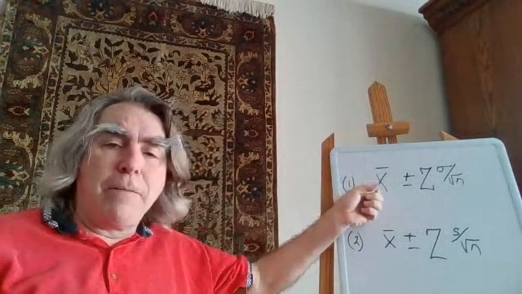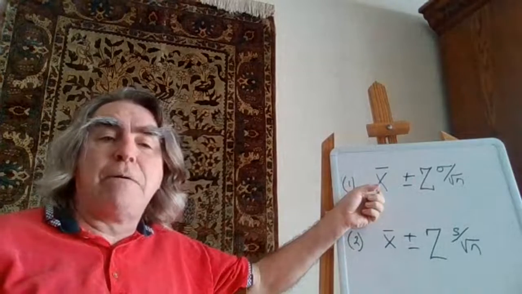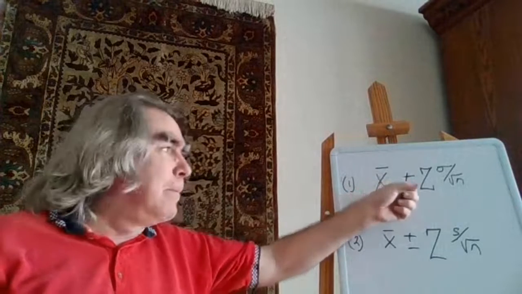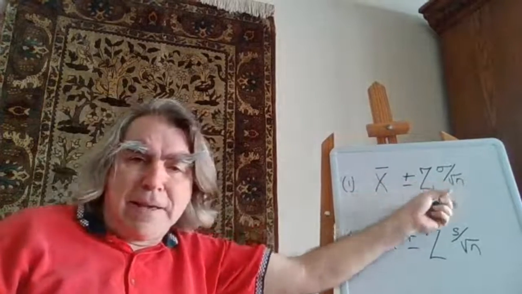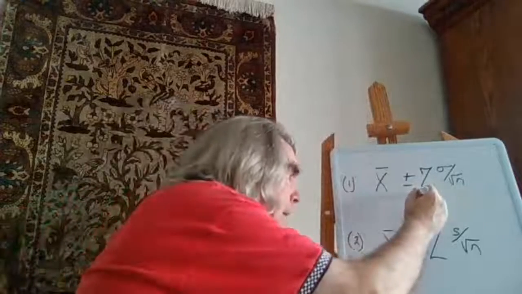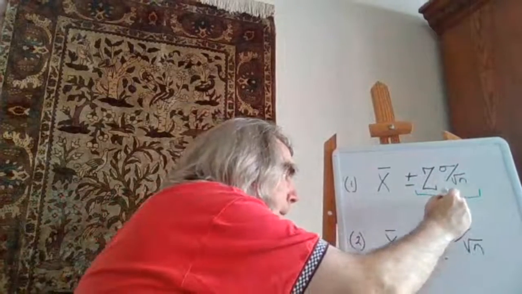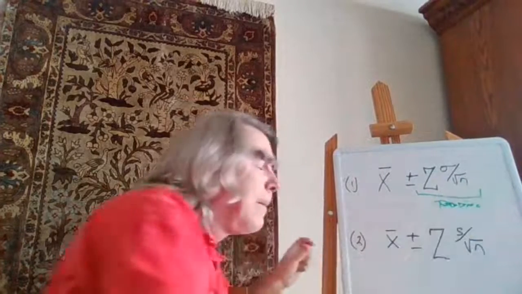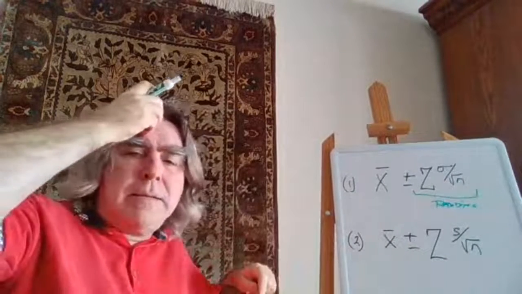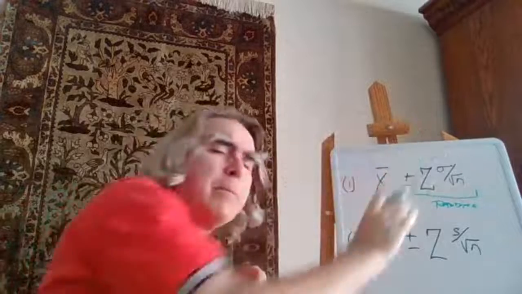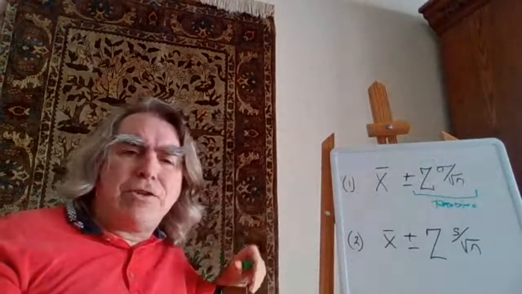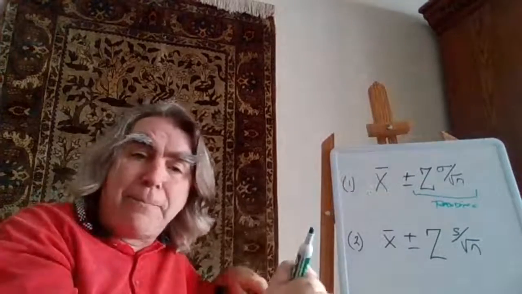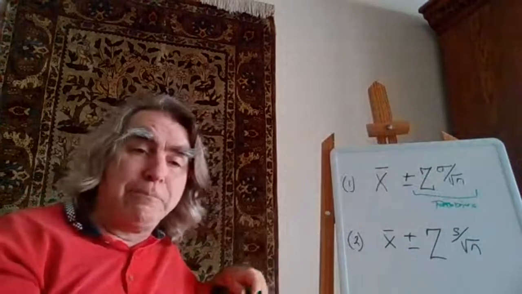So what our formula here says is our confidence interval is centered at X bar plus or minus, and this is the amount of padding. Sigma is how much variation there was in the original sample, not the sample, but in the original population.